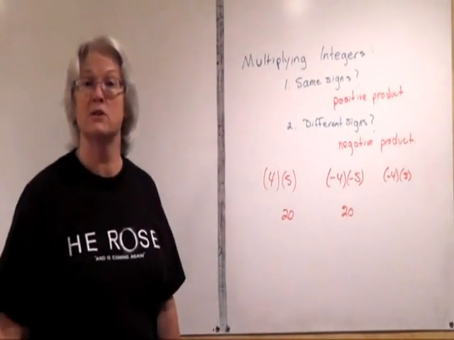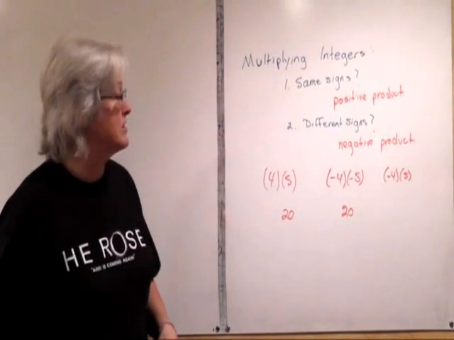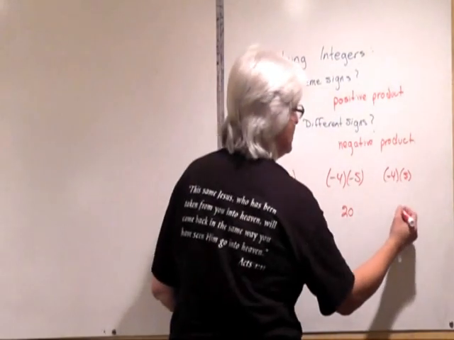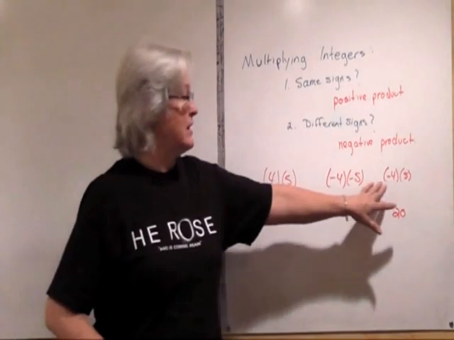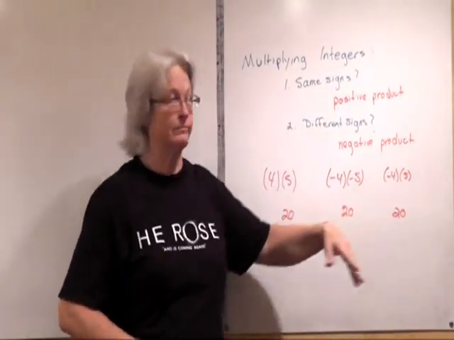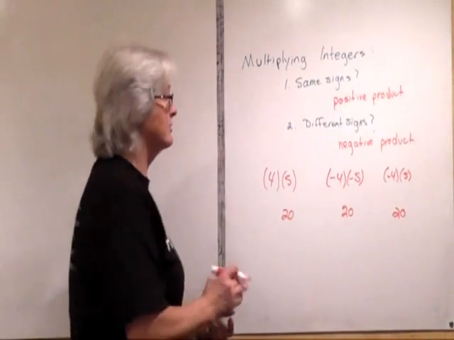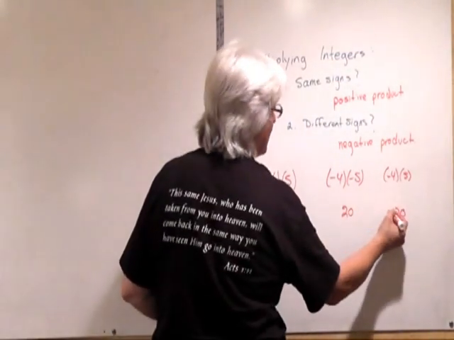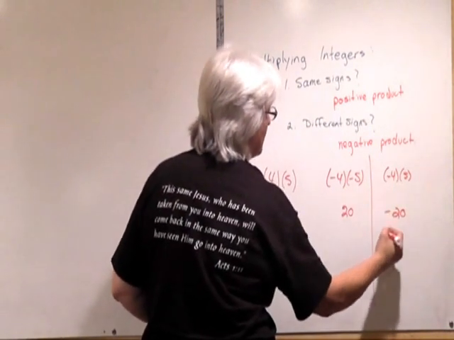Negative 4 times a positive 5. Multiply the numbers together as if they were both positive. 4 times 5 is 20. Are the signs the same? Negative and positive? No, they're different signs. So that means we have a negative product. What I was trying to write that didn't show up was, well, I've got a negative 4 times 5.